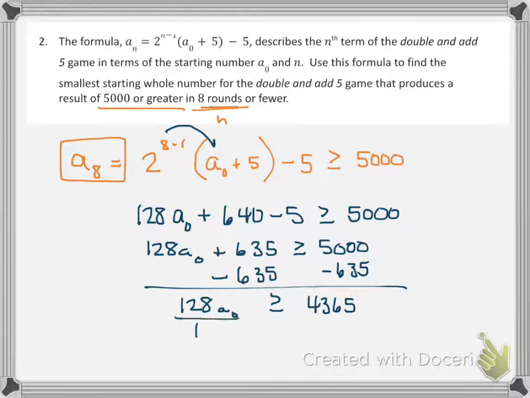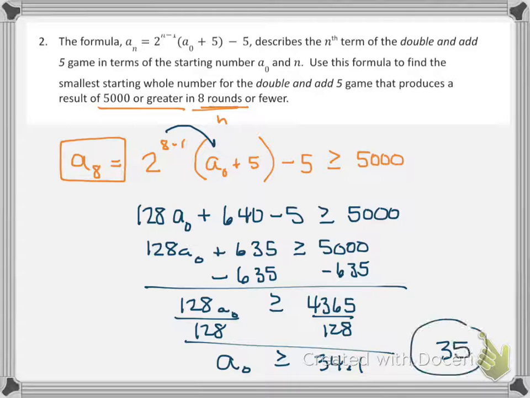And then just divide by 128. That's going to leave us a sub 0, which has to be greater than or equal to 4,365 divided by 128, which is approximately 34.1. The first whole number greater than 34.1 is, of course, 35. So the smallest starting number where we would get 5,000 or greater after 8 rounds is 35.